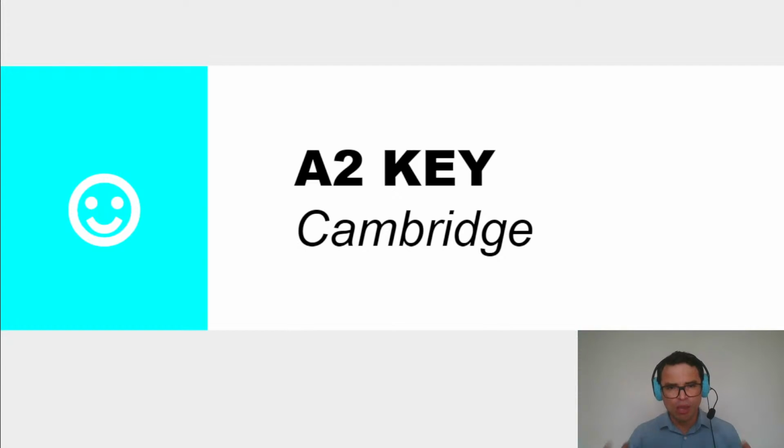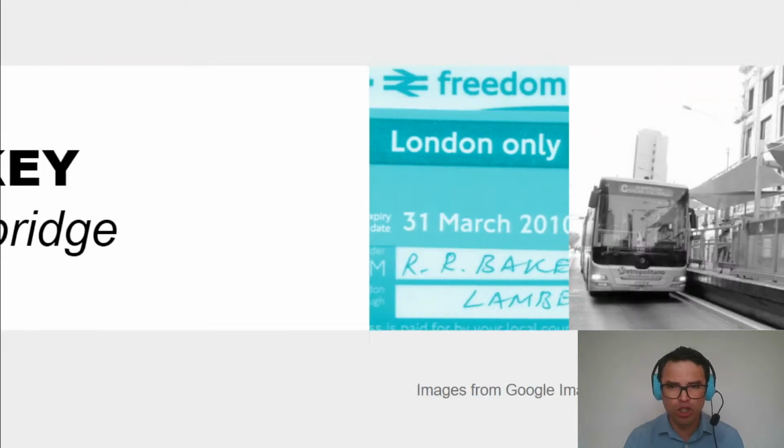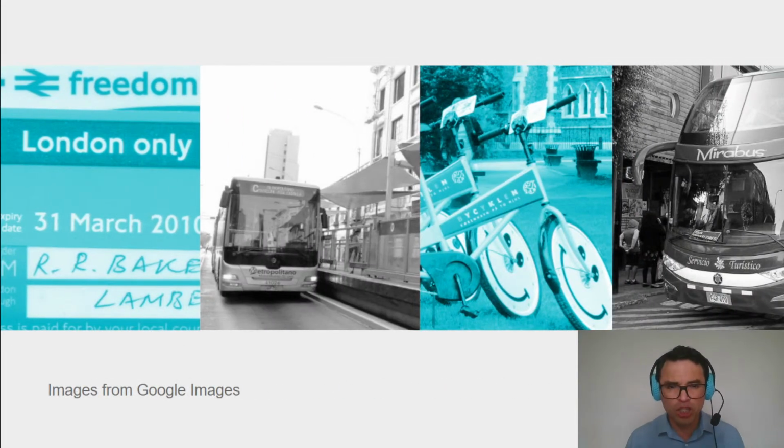Now, let's see how we use the same grammar when it comes to talking about an A2 key exam from Cambridge. When you take these exams, they give you a set of pictures, and in this set of pictures, there are ideas that can allow you to write a story based on the pictures. So at AG Languages, what we do is basically the same thing, but we do not do it in a writing task, but in a speaking task. What do you see here? Well, number 1, maybe a bus card. Number 2, a bus. Number 3, bicycles, probably public bicycles, city bicycles. And number 4, a tour bus, right?